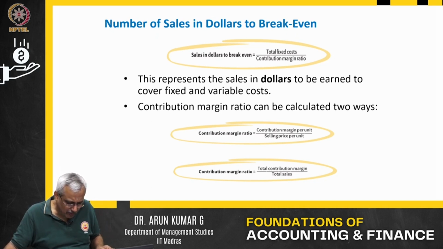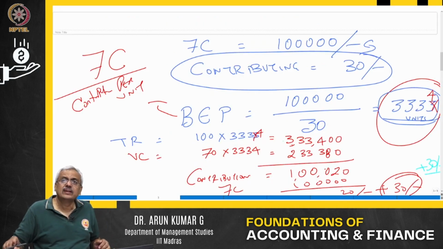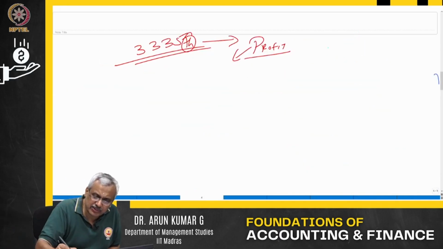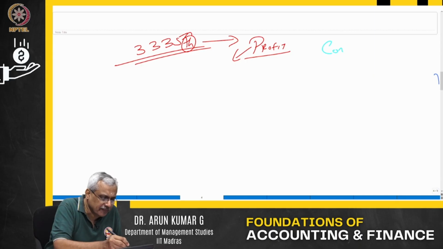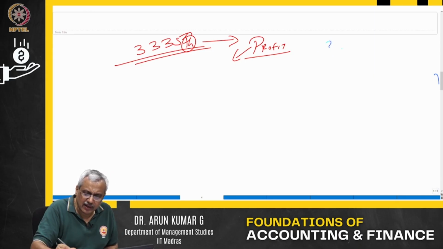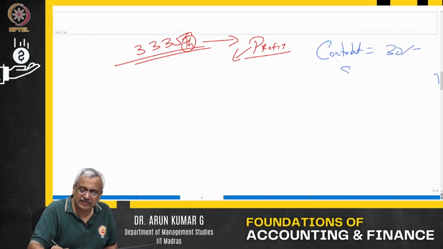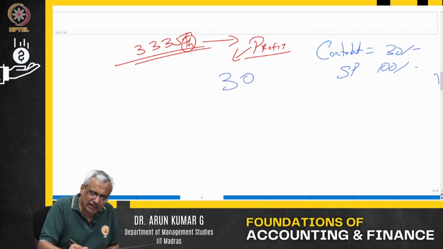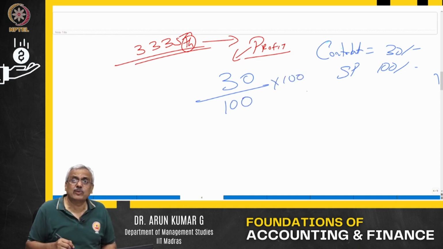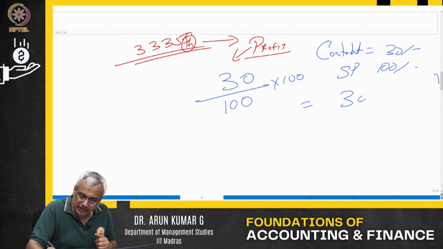Let me go back to my whiteboard and try to explain this. In this particular case, my PV or contribution margin ratio, we saw that contribution, let me use a different, brighter color, is $30. My selling price is $100. So what is my PV ratio? My PV ratio is 30 divided by 100, into 100, because I am going to express it as a percentage. Obviously, it is 30%.